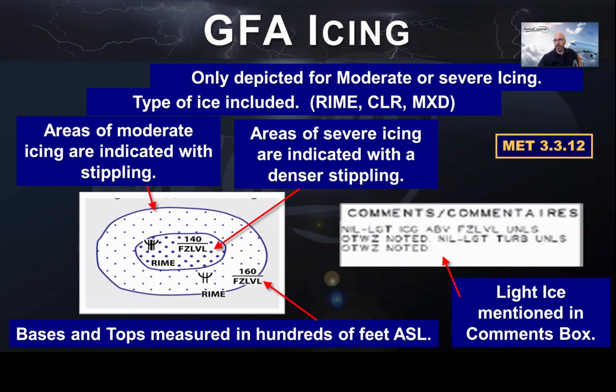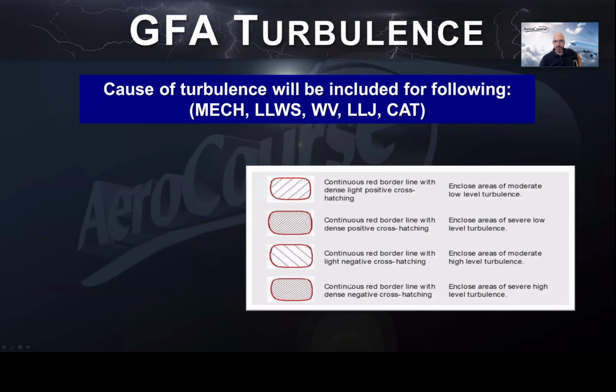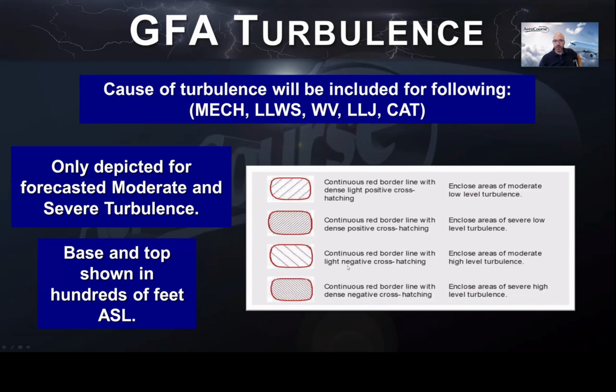So on these, that's what the comment section was used for. Same thing for turbulence. Light turbulence is in the comments box. Moderate and severe turbulence is put on the graphical part of the chart. They'll label exactly what's causing the turbulence: mechanical, low-level wind shear, mountain wave, low-level jet, clear air turbulence. And the red represents moderate or severe. More dense hash marks, a darker red line for severe versus moderate.